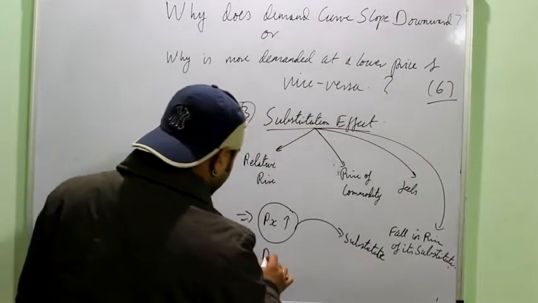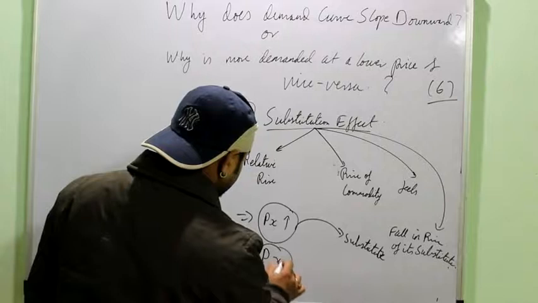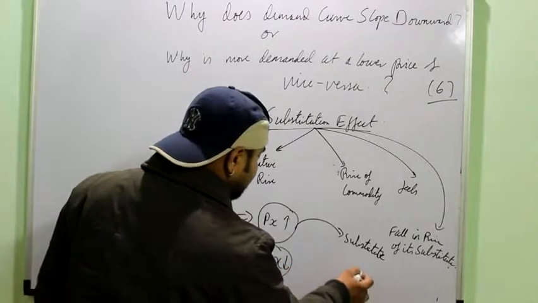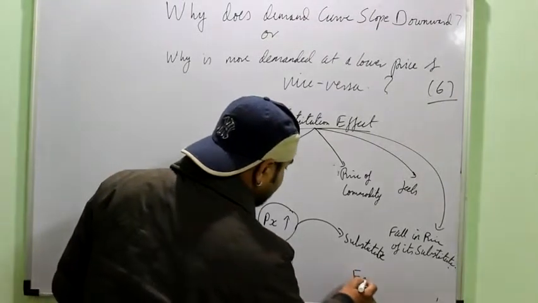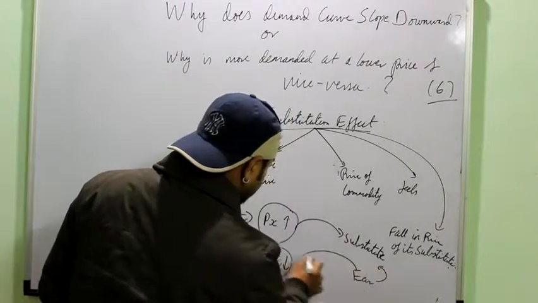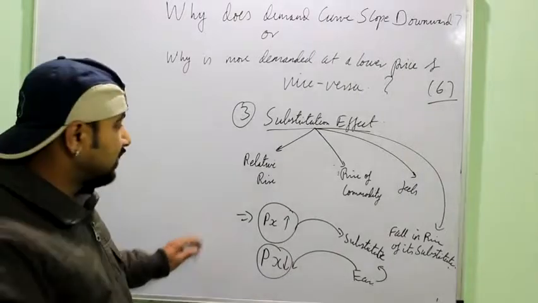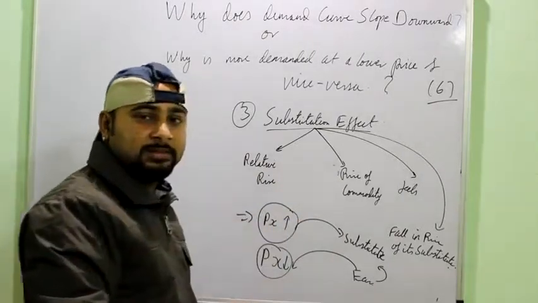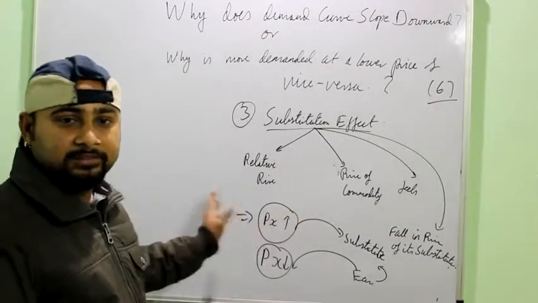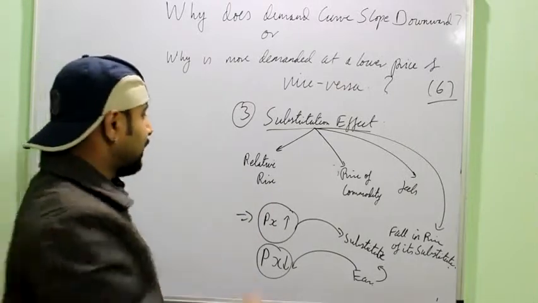And if the price of the commodity falls, then the people who were earlier buying the substitute will shift to buy this commodity. So demand for this commodity will rise, right? So again I am able to prove it. Remember what I have to prove? The law of demand, that if price falls, demand will rise.